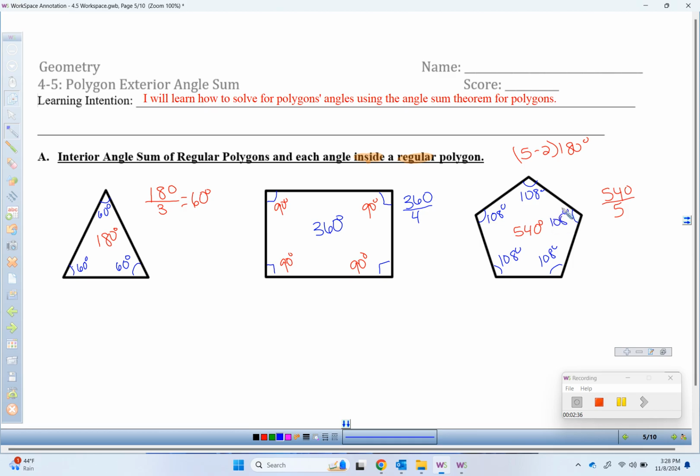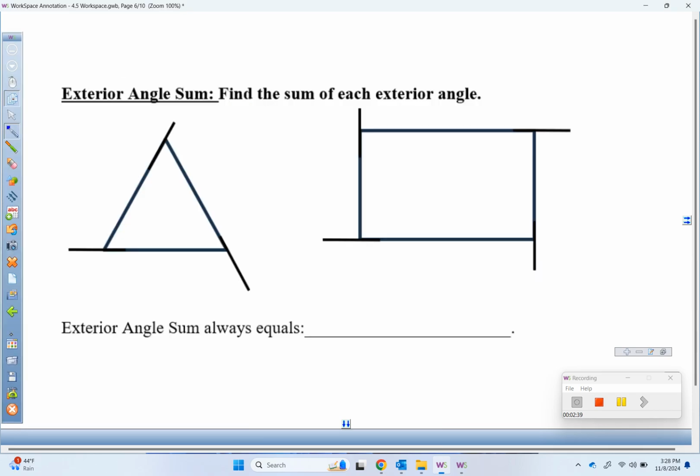All right, so moving on to exterior angles. So we know it wants us to find the sum of each exterior angle. And if I know that this is a regular triangle, so I know that each of these are going to be 60 degrees.